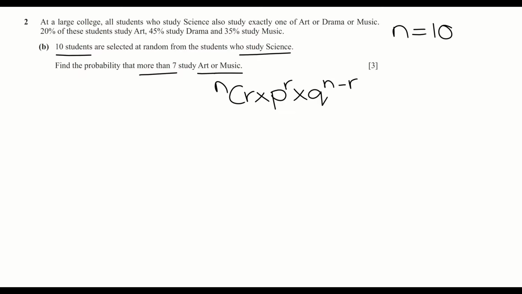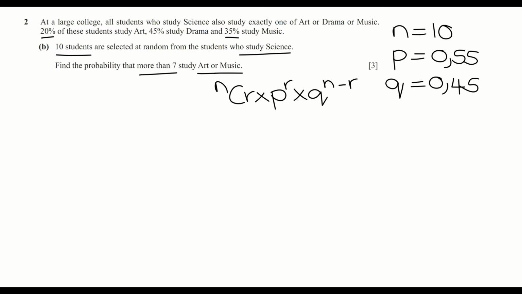We are looking at students who study art or music. Remember that when you have one probability or another, we add them together. 20% study art and 35% study music. 20 plus 35 gives us 55%. So the decimal, we can say P is equal to 0.55. Q is the complement, which is 0.45.